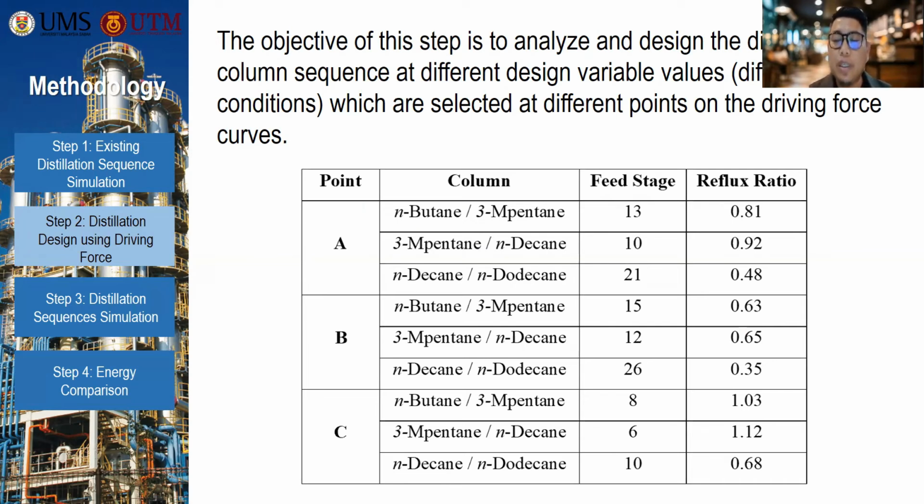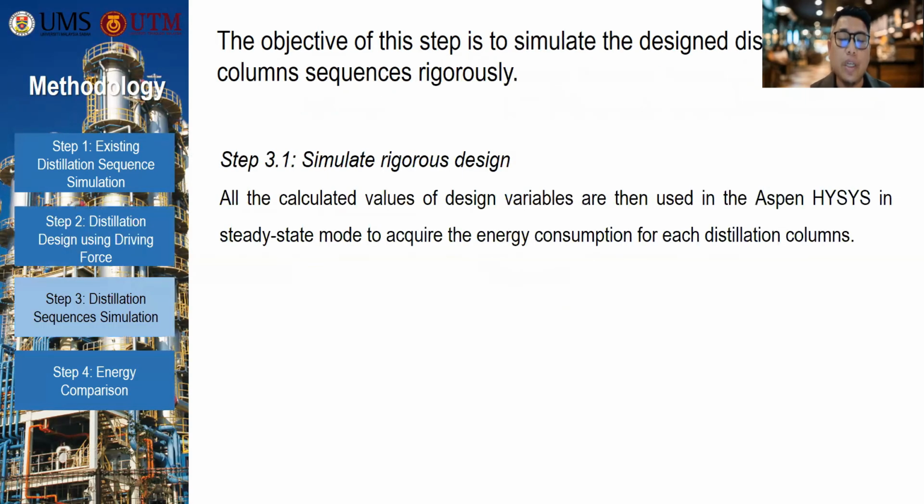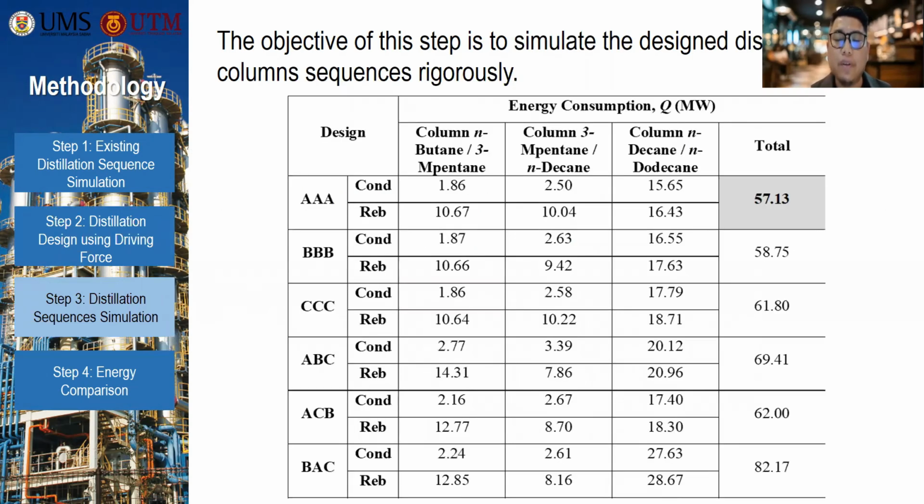We resimulate all the individual distillation column designs within this existing sequence using a rigorous simulation method, and we come up with these result values. The idea here is that we need to prove that at the maximum point of the driving force design, the energy for all these distillation columns will be at the minimum. So we have design AAA, meaning that we design these three distillation columns at the maximum point of the driving force curve, and we have 57.13 megawatt energy requirement.